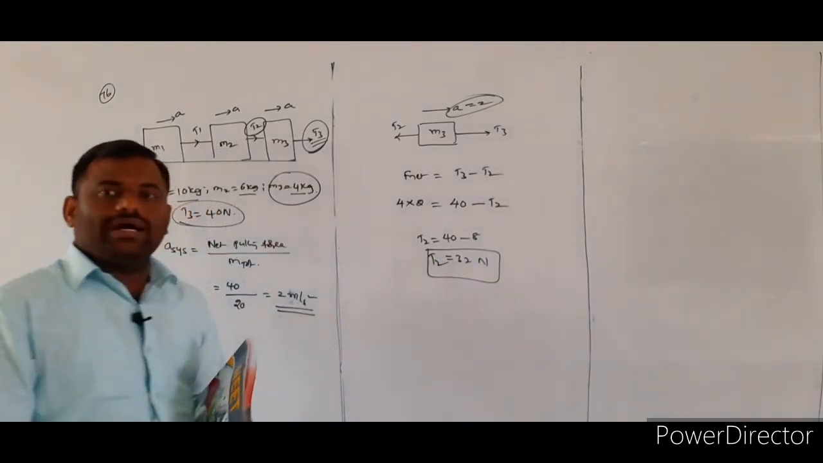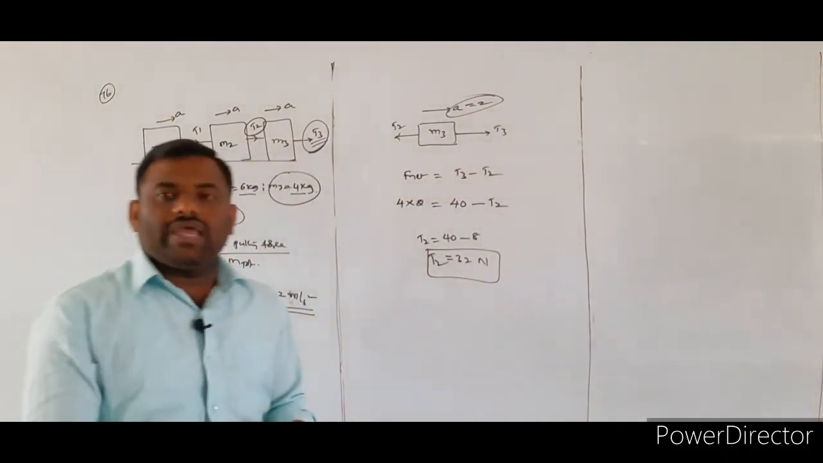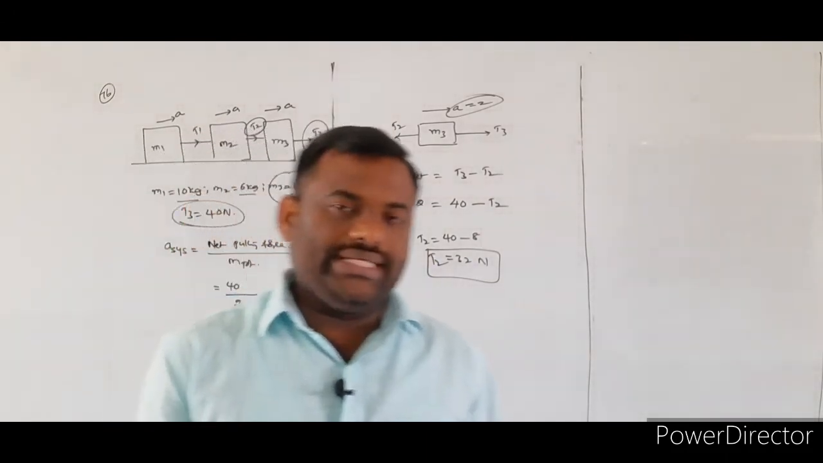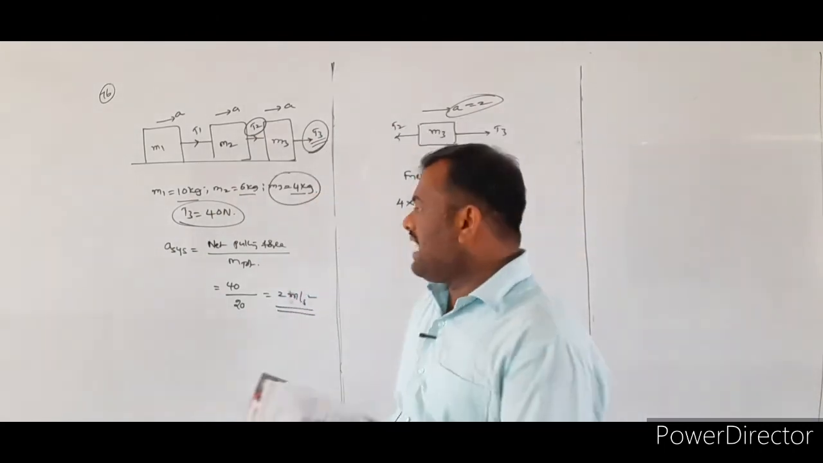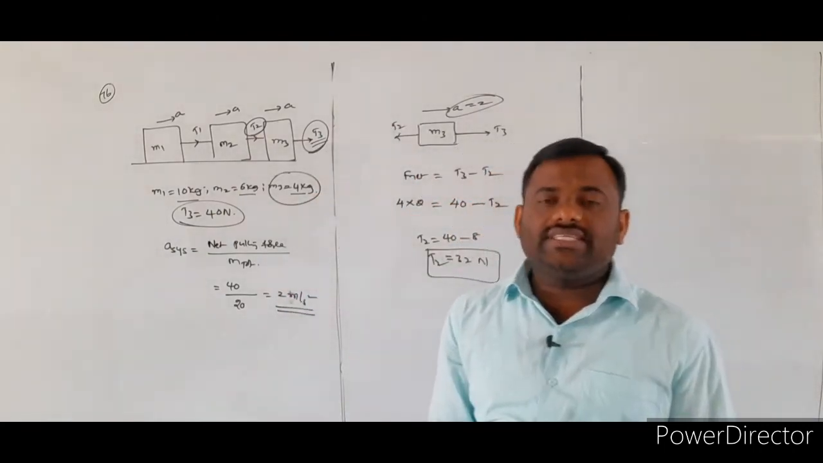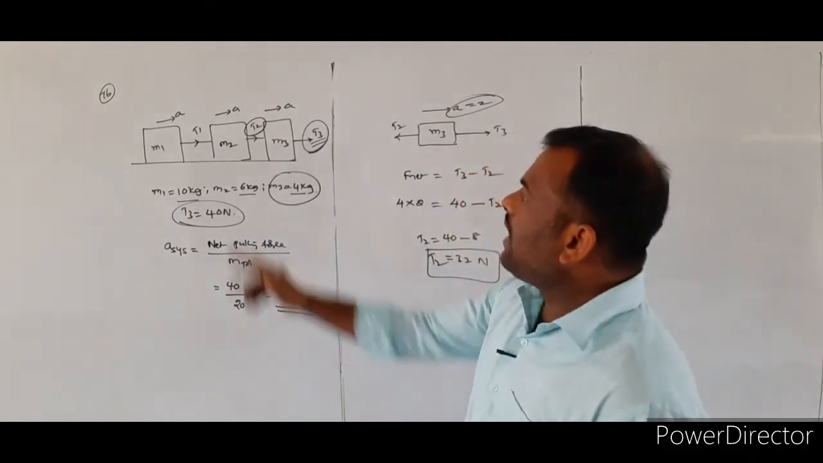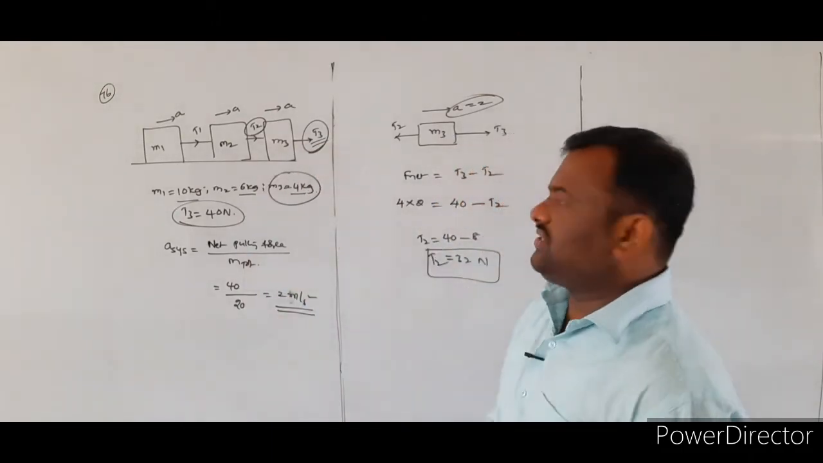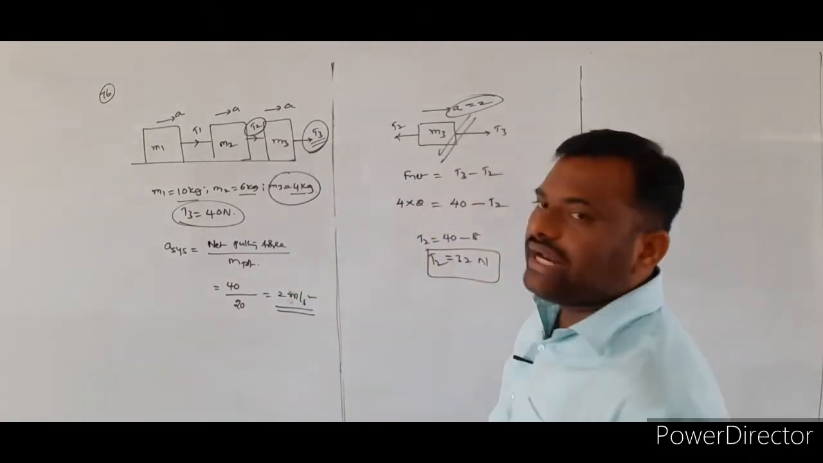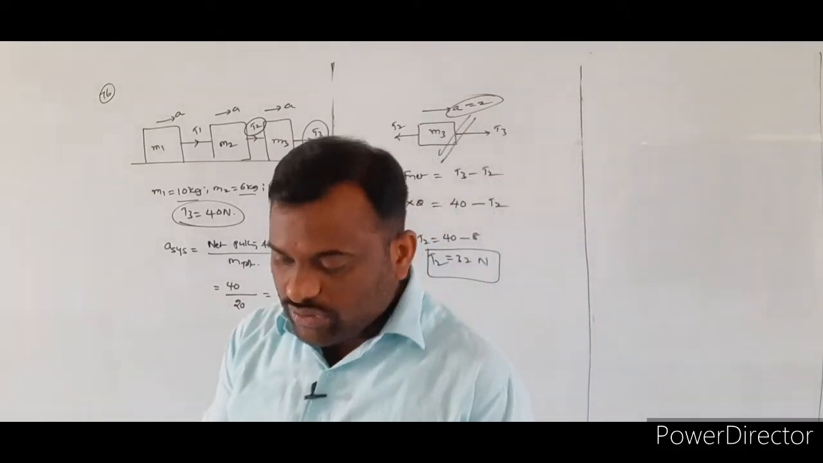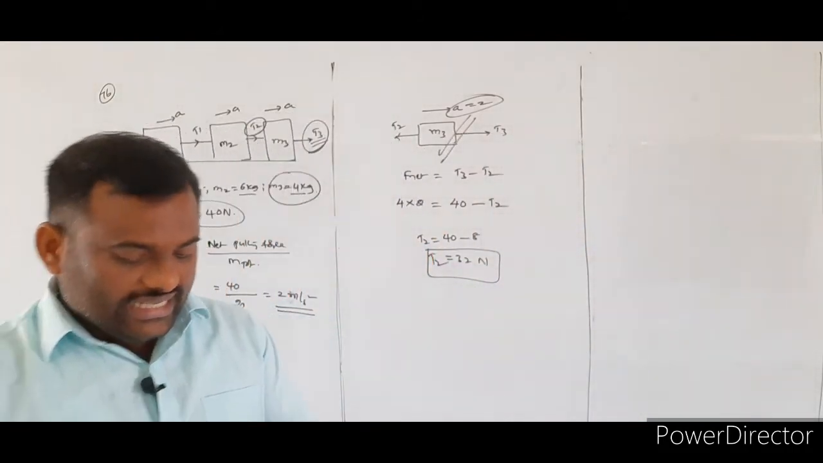T2 value is 32 Newton. Like this, we have to calculate the connected bodies. First thing we have to do is calculate the acceleration of the system. Then we have to assume all the masses are traveling with the same acceleration. So the required free body diagram we have to draw. So this is about numerical number 76.